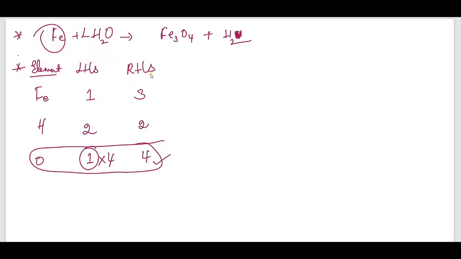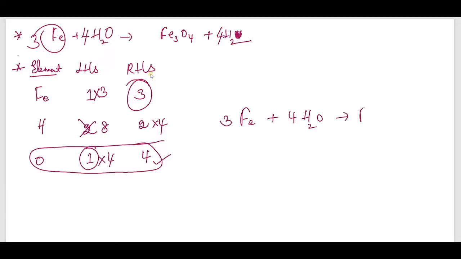It becomes 4H2O. Now hydrogen has become 8. On the RHS I should make it 8, multiply by 4. Now on the RHS we have 3 iron atoms. On the LHS I should make it 3, multiply by 3. So the balanced chemical equation is 3Fe plus 4H2O gives us what? Fe3O4 plus 4H2, right? This is how you will balance a chemical equation.